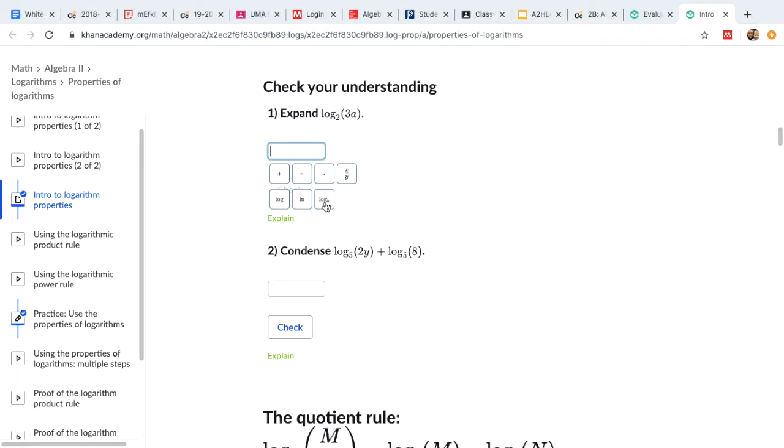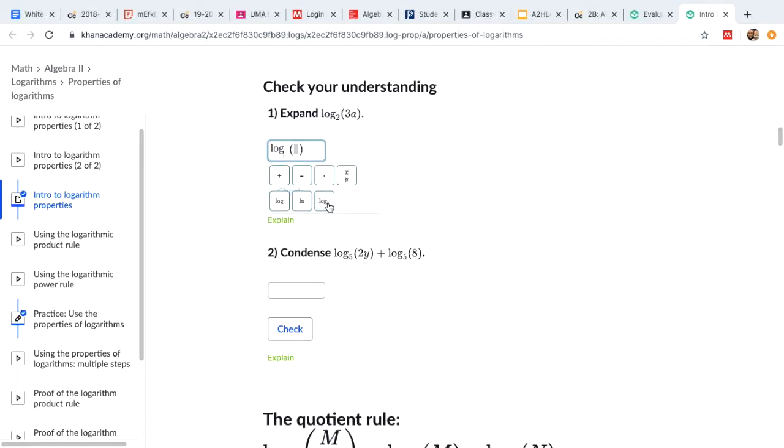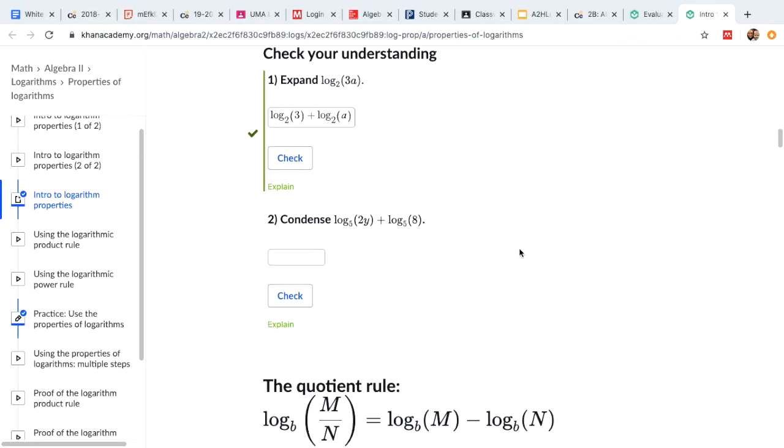There we go. So I'm going to go to the log with a little b. So I'm going to have log base 2, because it has to stay the same, of 3. And I'm expanding it, so it's multiplication. I'm going to make it an addition problem. Then I'm going to do log base 2 of a, right? Because if they're multiplying, I can expand it to addition, and looking so good, okay?